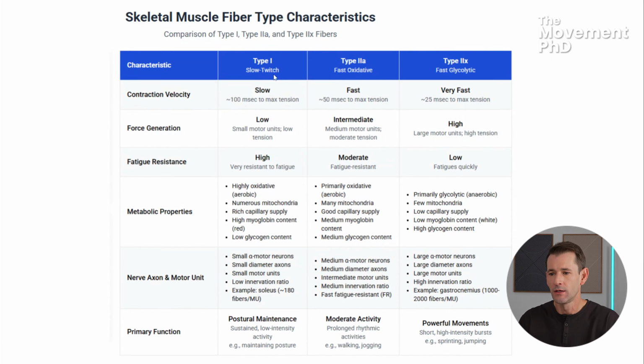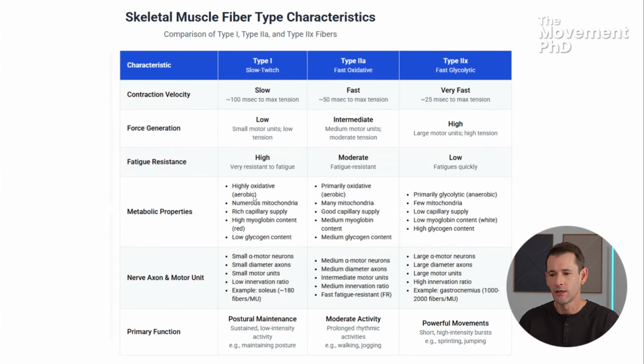So our type 1, or our slow twitch fibers, their contraction velocity is quite slow. So it takes them a long time to get to full tension, 100 milliseconds for some of them. Force generation is going to be low. These are smaller motor units. They generate low tension, but they're really fatigue resistant. So think about activities that activate your type 1 fibers: your endurance activities, walking for hours, standing. Your postural muscles that are active to keep you upright are going to have a lot of type 1 fibers because they're highly fatigue resistant.